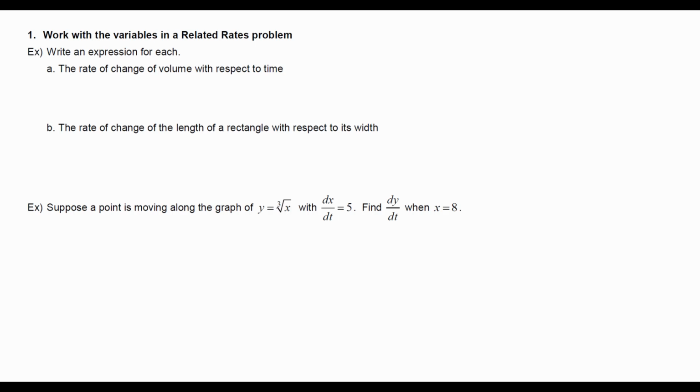Write an expression for each. The rate of change of volume with respect to time. So whenever we see the rate of change, this is the derivative. Derivative is the rate of change. Slope is the rate of change of a function. So when they say rate of change of a volume, your function is a volume now, and we're trying to find the rate of change of a volume, which is derivative of volume with respect to time. And you guys know with respect to is what variable we are taking derivative of. So that will be dt in the denominator.